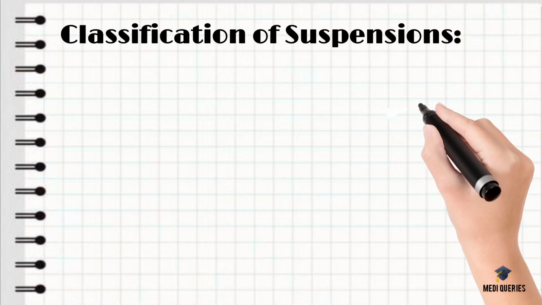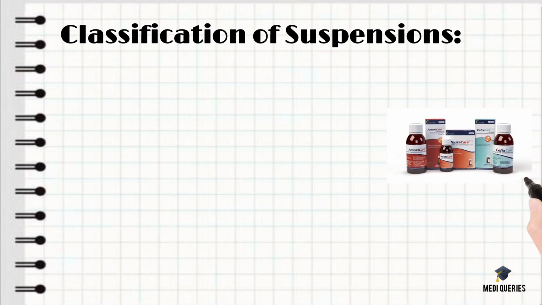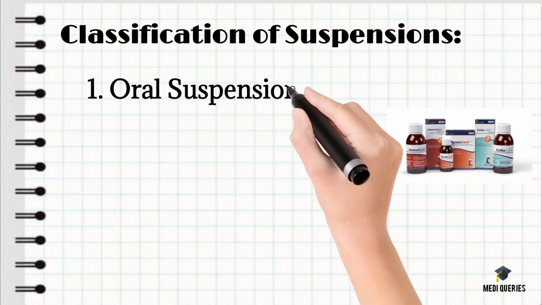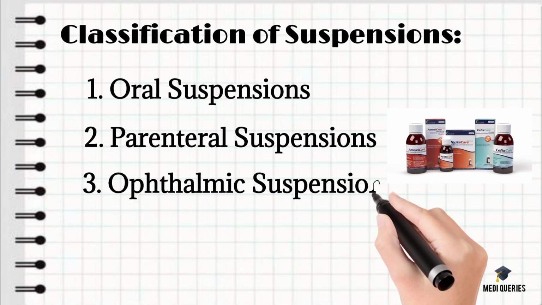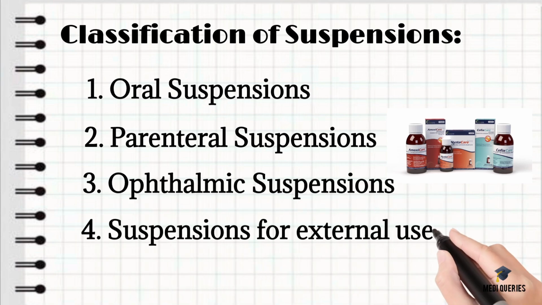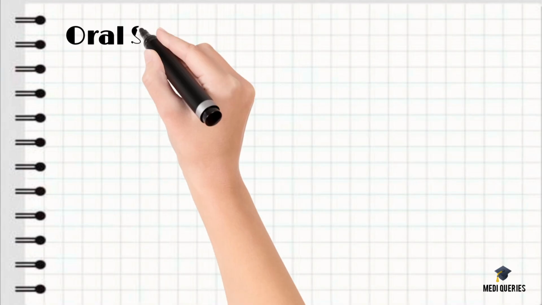Now, classification of suspensions. Suspensions are classified into four main classes according to pharmaceutical use. They are oral suspensions, parenteral suspensions, ophthalmic suspensions, and suspensions for external use. Let us see them one by one clearly.